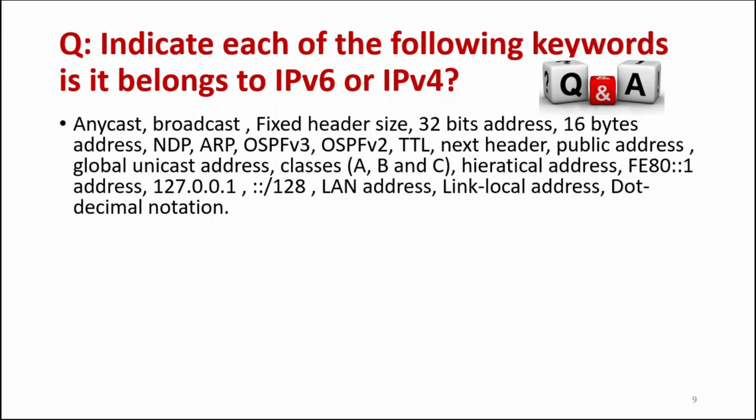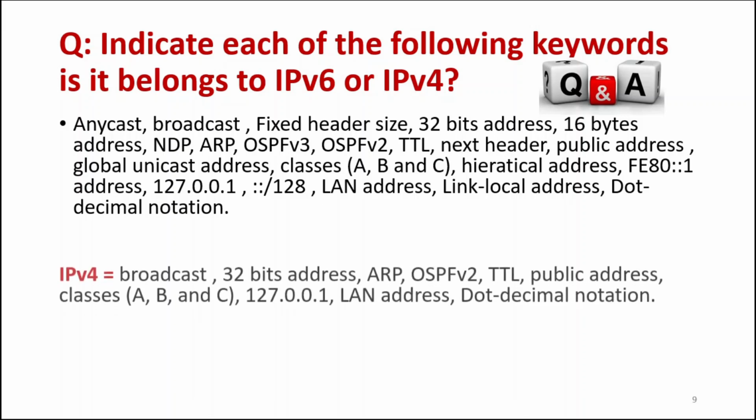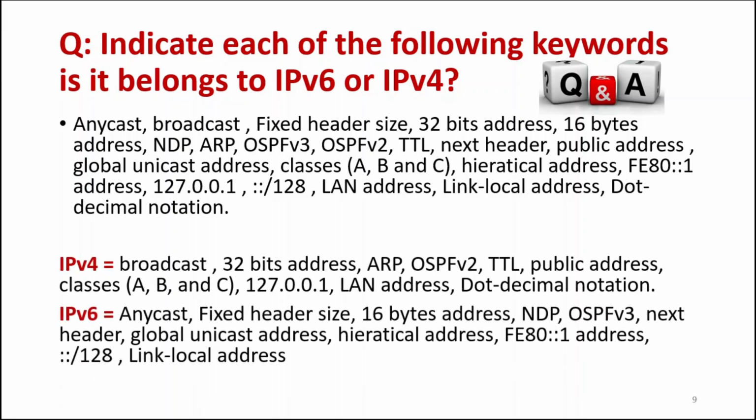Anycast appears, let us take each keyword separately. Anycast appears in V6 and is not supported in V4, the old version. Anycast belongs to V6. Broadcast is a type of addressing supported by IPv4 and omitted in V6. It means broadcast should be in IP version 4.